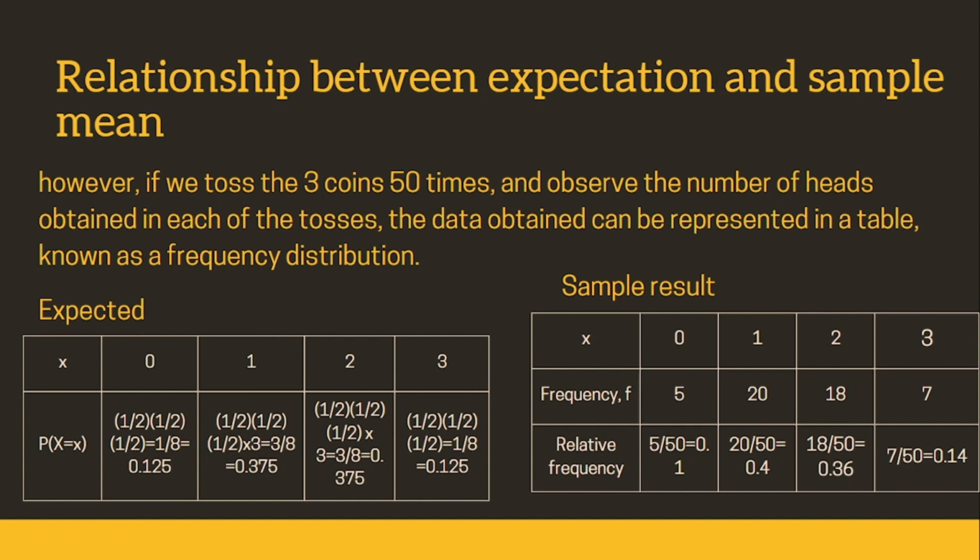But the thing is that if you actually toss 3 coins, let's say 50 times, and observe the number of heads obtained in each of those tosses, the data obtained can be represented in a table known as the frequency distribution. And you notice that the frequency may not always correlate to the actual expected result. Instead of 0.125, we get 0.1, or instead of 0.375, we get 0.4. So there's not always an exact figure when doing our experiment.